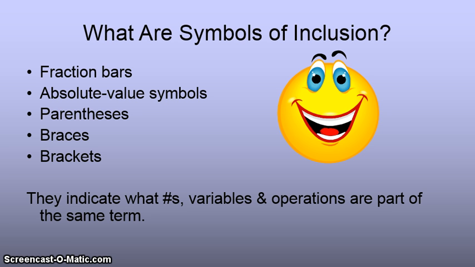Symbols of inclusion can include fraction bars, absolute value symbols, parentheses, braces, brackets, basically anything that tells you what items are part of the same term. They indicate what numbers, variables, and operations are part of the exact same term.